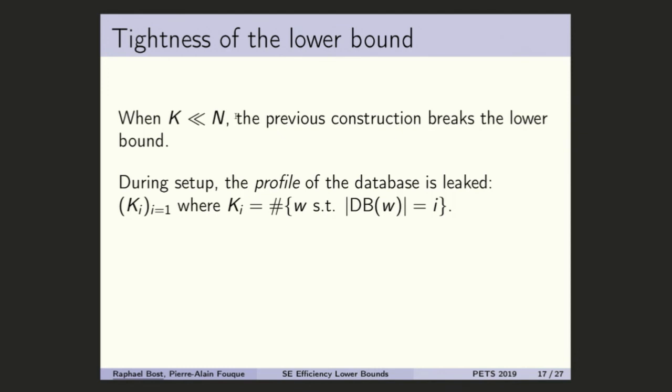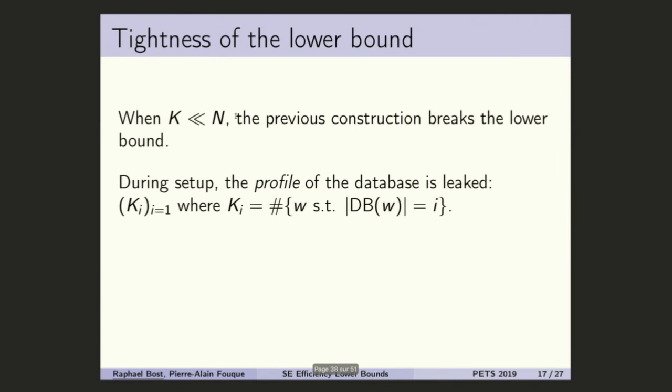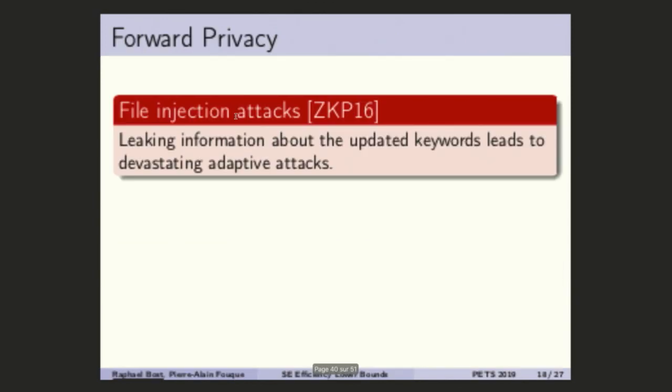And the point is that when we do this, we do leak some additional information because of the size of the different oblivious maps. We do leak some information about what we call the database profile. The database profile is the number of keywords depending on the size of the results. What it means is that if we add a small leakage, then we can break the lower bound. That's the point.